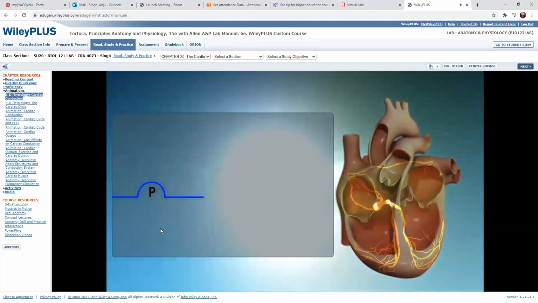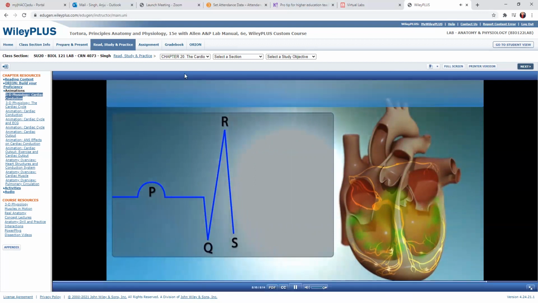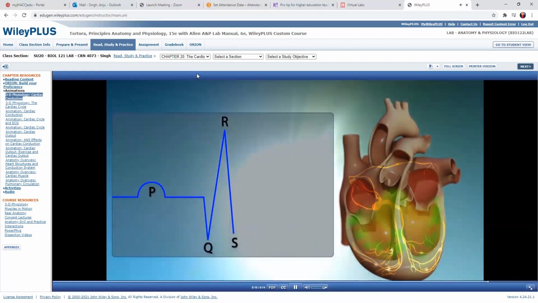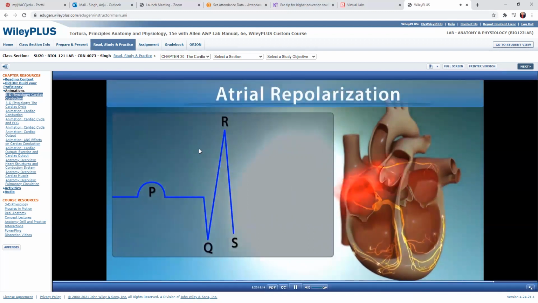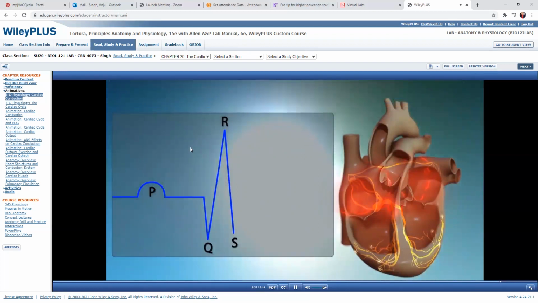The second wave is the QRS complex, which indicates the depolarization of the ventricles. This is a larger wave than the P wave due to the greater mass of depolarizing muscle in the ventricles than in the atria. During the QRS complex, the atria also repolarize, but the bulk of the ventricular muscle depolarizing creates a wave so large it overshadows the atrial repolarization.